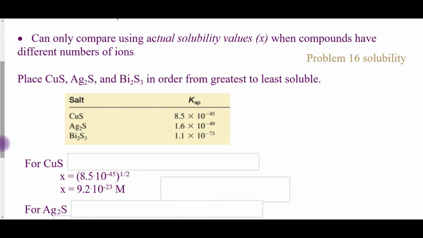Another situation is when you have the actual solubility values, and that is what needs to be used when you have different numbers of ions. For example, we have copper 2 sulfide, silver sulfide, and bismuth sulfide, and we want to put them in order from greatest to least, so decreasing solubility. We can't use the KSP because they have differing number of ions.